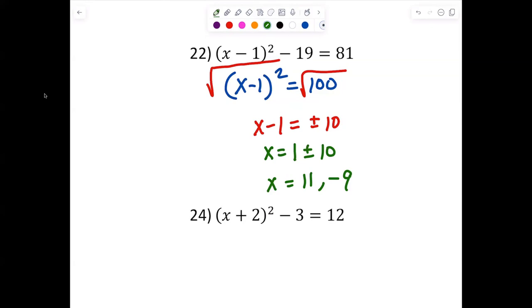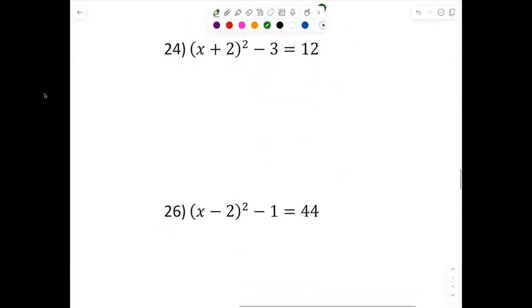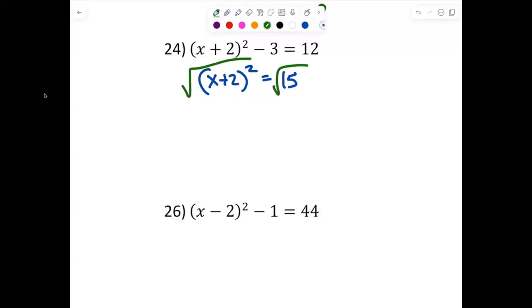All right, here we go with 24. What do you think I have to do first on 24? Add 3. X plus 2 squared equals what? 15. Now what? Take the square root. X plus 2 equals what?